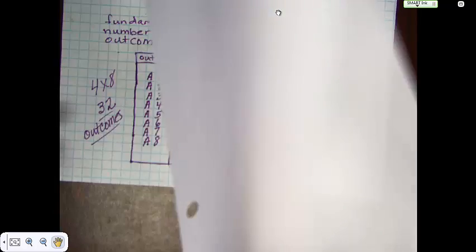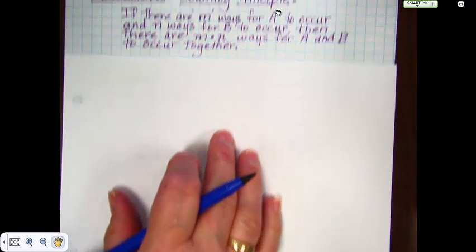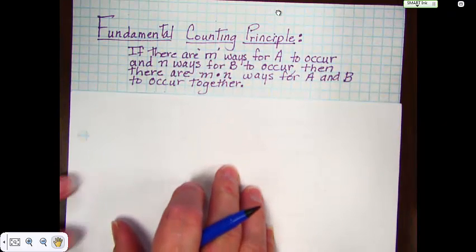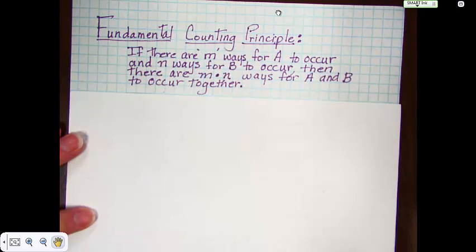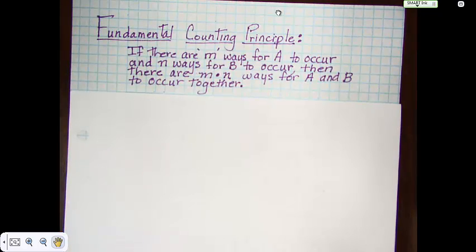Now, I want to show you one more. This one's just a little bit more complicated, and you need to know this. This is called the fundamental counting principle, and you need to write this down. If there are m ways for A to occur and n ways for B to occur, then there are m times n ways for A and B to occur together. Basically, if there's 3 ways for something to occur and 4 ways for something else to occur, 4 times 3 is 12, which I just explained when I went over the 2 times 4 is 8 on the last slide.